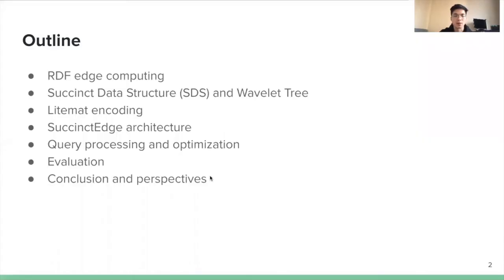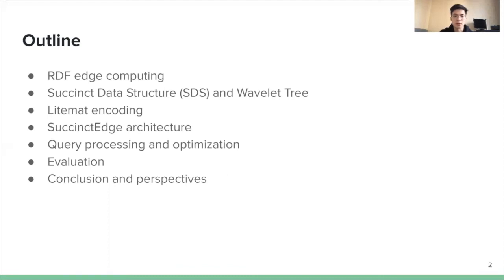Here is an outline of my speech. First of all, I'm going to talk about RDF edge computing. After that, I will give an introduction of succinct data structure and the wavelet tree, which is used as the basic data structure of our system. Then I will introduce Lightmat encoding, which serves as rapid RDFS reasoning services.